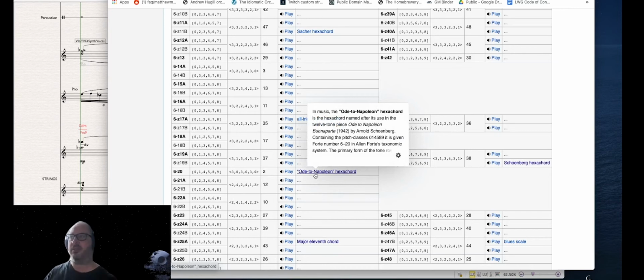A little pop-up says it is the hexachord named after its use in the 12-tone piece Ode to Napoleon by Arnold Schoenberg, which is a string quartet, singer and piano. So piano quintet, I guess, with a singer. And it contains pitch classes 014. What happens is that middle C, or C, is 0. C sharp would be 1, D 2, E flat 3, E natural is 4, etc. So 0, 1, 2, 3, 4, 5, 6, 7, 8.